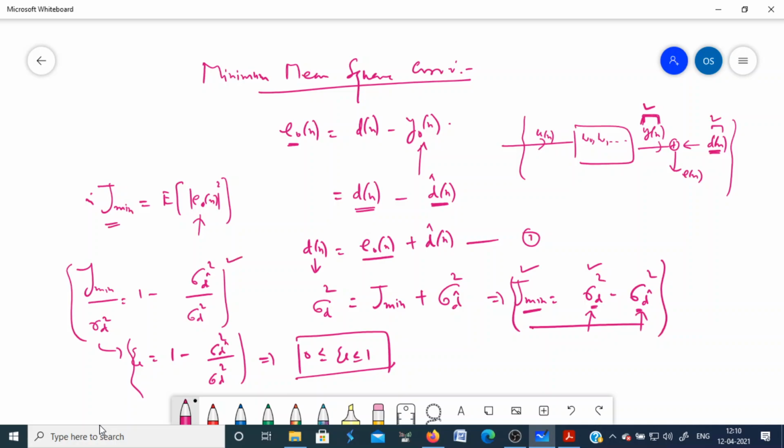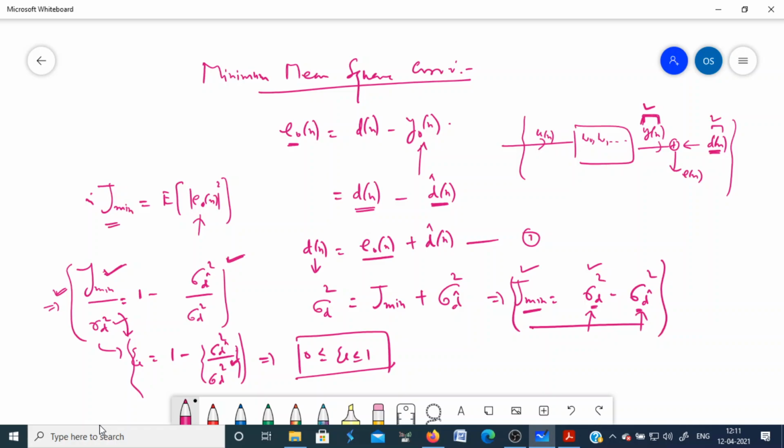Because see from this equation you can see that J minimum upon sigma d square. So J minimum is the minimum mean square value, basically power. This is the power in the desired response. So power cannot be negative, and as a result this ratio cannot be negative. This has to be a positive value, it cannot be less than 0. And since this term is positive and this term is positive, it means this factor should be less than 1. So as a result, this epsilon is a value which will lie between 0 and 1.